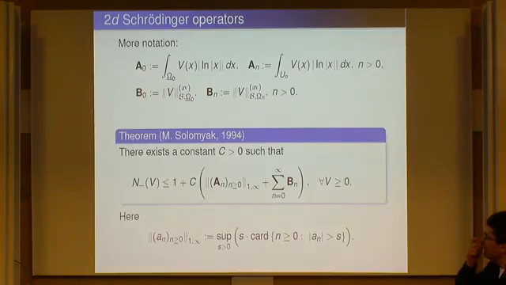And this is the result by Solomyak. This is the estimate, and we have two types of terms. You just add the L log L norms of the potential on the annuli, and here you take the sequence of those integrals and take the weak L1 norm. So it's the weak L1 norm here.